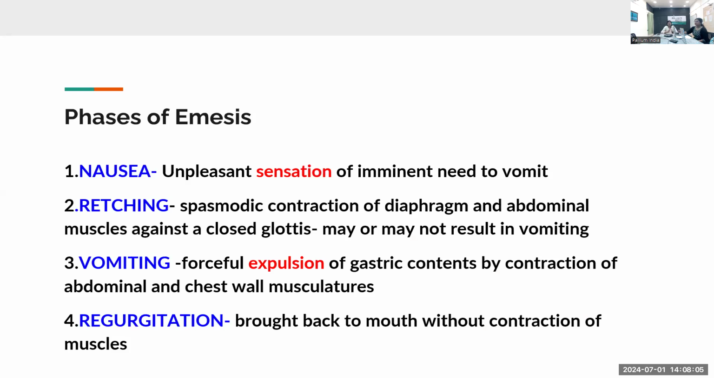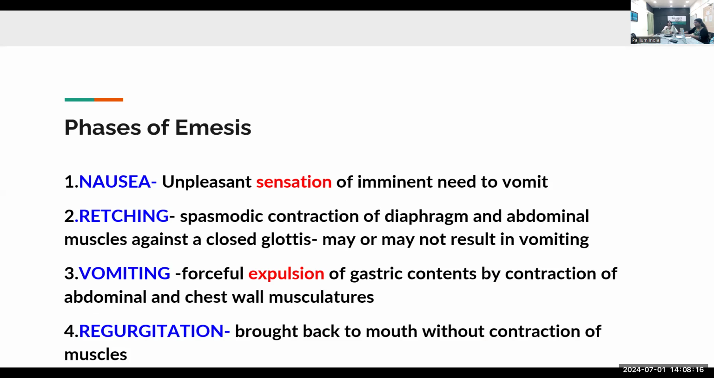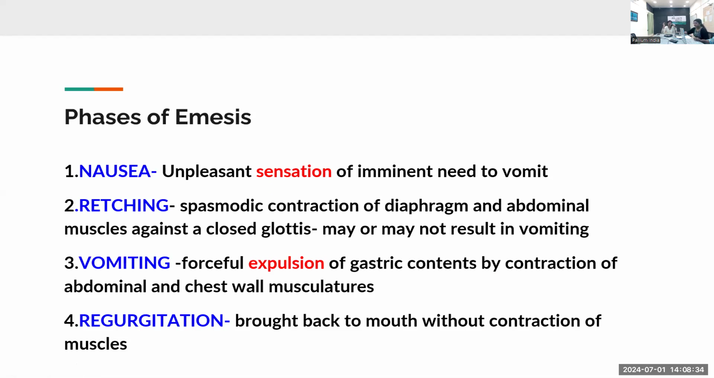Now, there are three phases. Let us explain the phases of emesis. First one is nausea. That is an unpleasant sensation. It's just a sensation of imminent need to vomit. The patient feels that there is something behind their throat or they have something problematic in the stomach. So that's a sensation. Now, retching. Retching is a spasmodic contraction of the diaphragm and abdominal muscles against a closed glottis. It may or may not result in vomiting. This is also the same in the case of nausea.